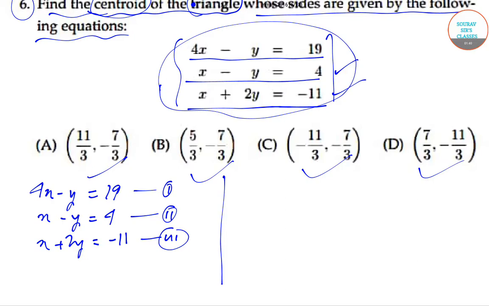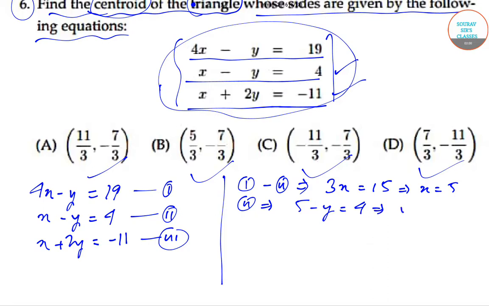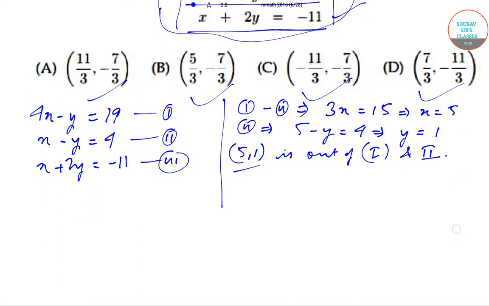What we'll do over here is equation 1 minus equation 2, and this will give rise to 3x is equal to 15. This implies that x is equal to 5, and then equation 2 will imply that 5 minus y is equal to 4, which implies that y is equal to 1. So (5, 1) is the point of intersection of the sides 1 and 2. So we are getting the first coordinate. Now we'll try to find the next coordinate.